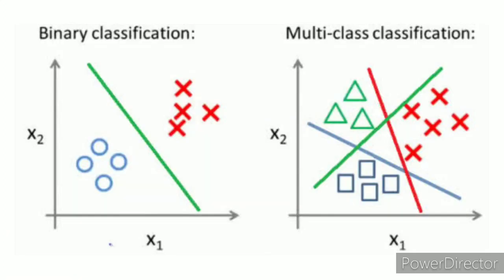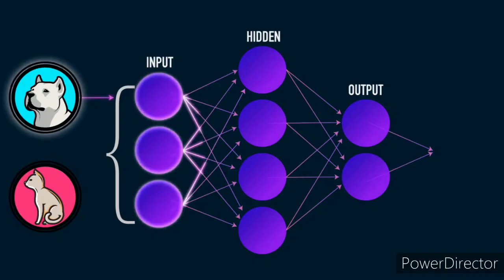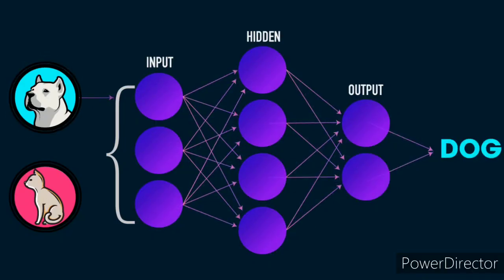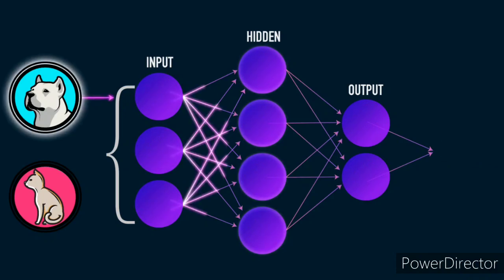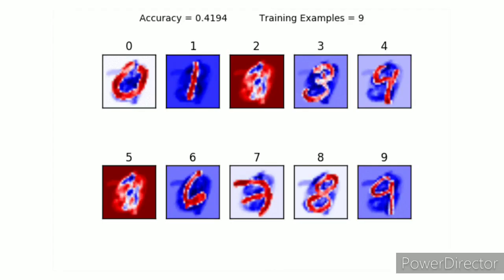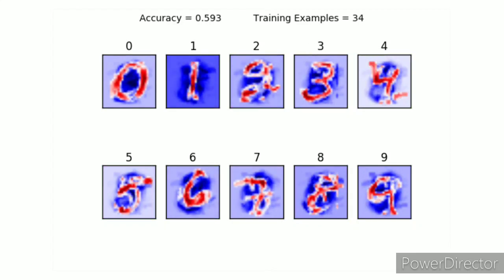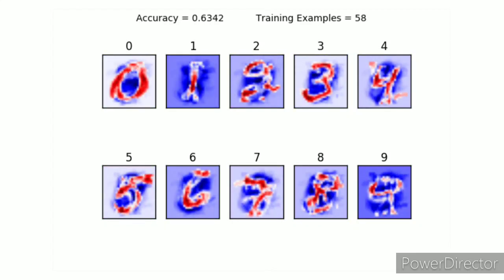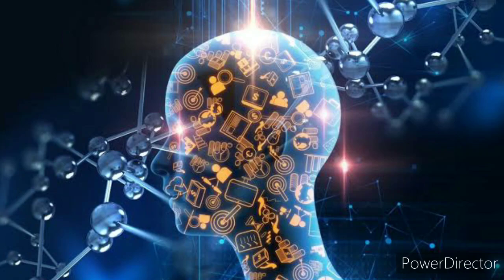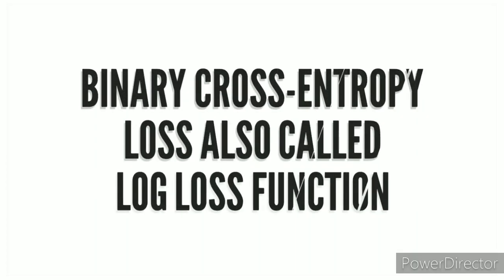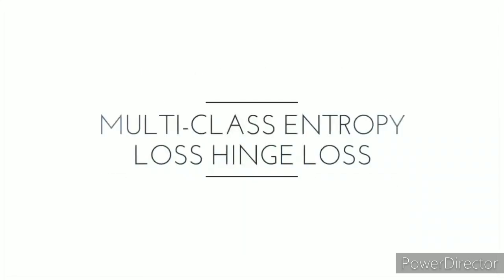Then we have loss functions for classification algorithms. Classification can be a binary classification or multi-classification problem. In binary classification, we need to predict for 2 classes. Whereas in a multi-classification model we need to predict for more than 2 classes. The common loss function for classification models is binary cross-entropy loss, which is also called log loss. Other classification loss functions are multi-class cross-entropy loss, hinge loss, and so on.